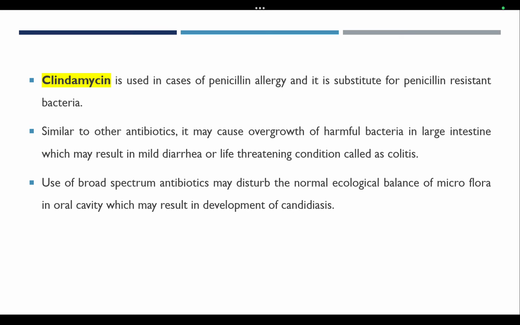Clindamycin can be used as a substitute for patients whose bacteria are resistant to penicillin, or in a case of allergy to penicillin. So clindamycin is a good replacement for penicillin.